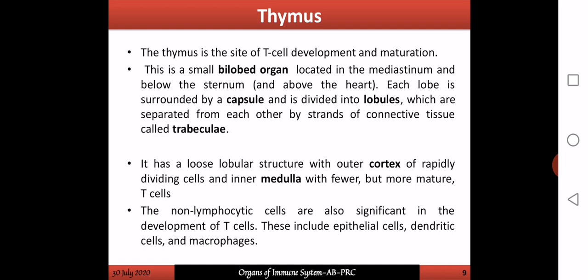It's a bilobed organ, and each lobe is surrounded by a capsule, right? And these lobes are internally divided into lobules. This lobule division is made possible by an internal growth of the capsule, where strands of connective tissue separate these structures into lobules, and these strands of connective tissue are called trabeculae, right? When we see the image, you will be much clearer about that.